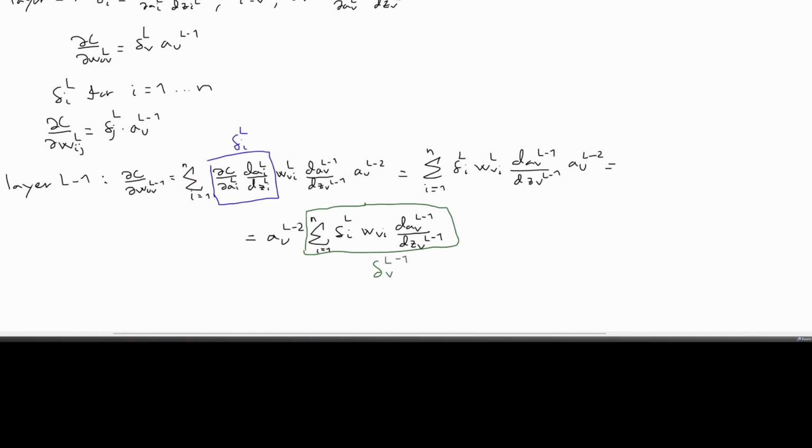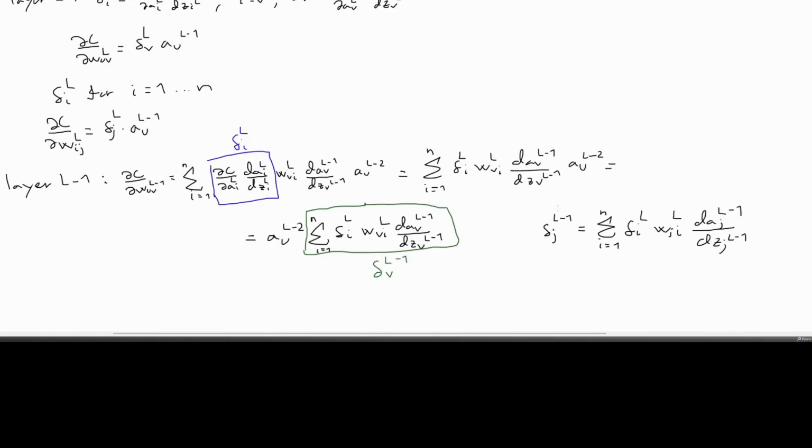And to generalize a bit, we can state that the delta term for any arbitrary neuron J at layer L minus 1 will be the sum as I goes from 1 to n of delta I, L. The reason I've used J as a subscript here is because the I has already been used for the delta terms in layer L. And this will be multiplied by the weight from neuron J to neuron I in layer L, and then multiplied by the derivative of the activation at neuron J in layer L minus 1 with respect to the weighted input at neuron J at L minus 1.